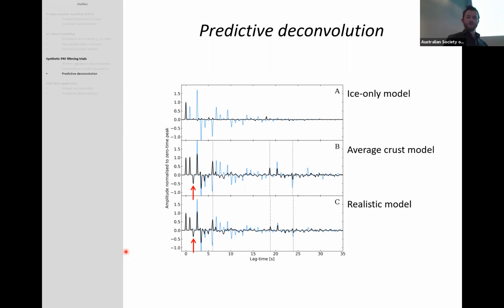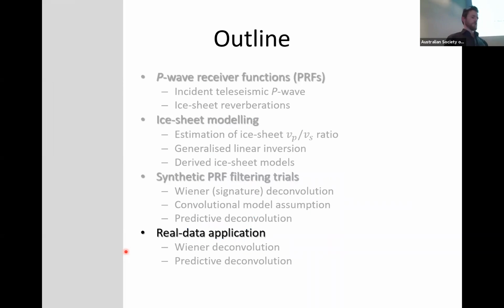Also note that there are some spurious effects here too, like this negative peak at about 2 seconds, and that could be damaging to true crustal phases as well. We were satisfied with the preliminary synthetic trials and tested both decon methods on real data.